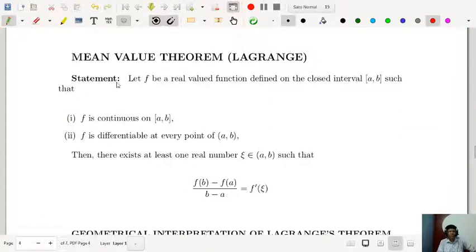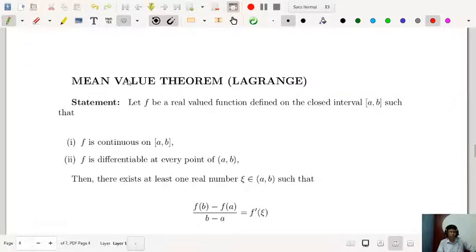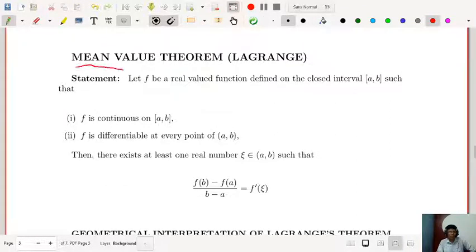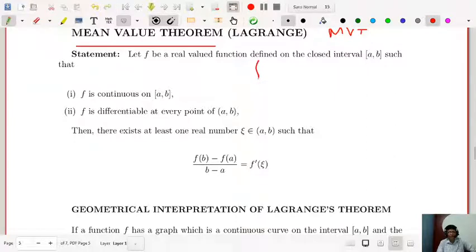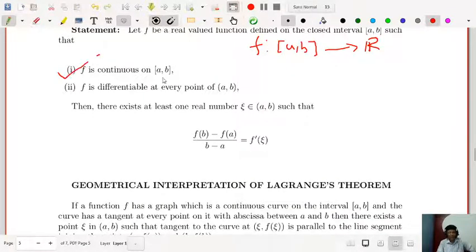next I will state Lagrange's mean value theorem. This is called the actual mean value theorem, called Lagrange's mean value theorem. What is that? Again, f is a real valued function defined on the closed interval [a, b], that is f from [a, b] to R, right? f is continuous on the closed interval [a, b]. The same statement, conditions 1 and 2 are the same, but there is no third condition.